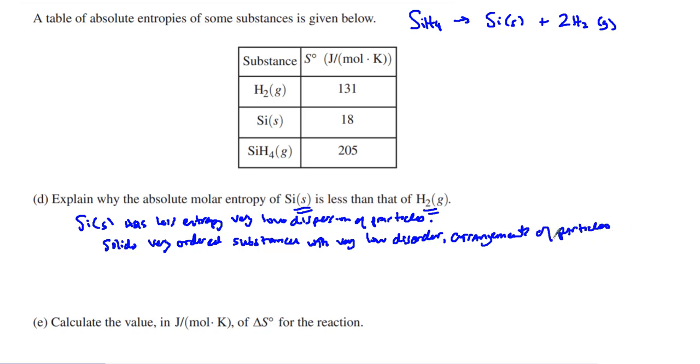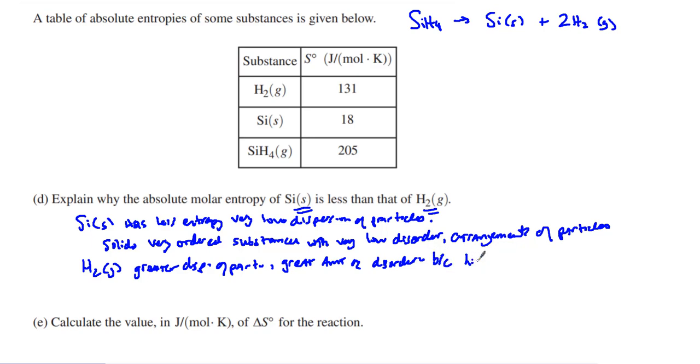Okay. H2 is a gas. Hydrogen is a gas and has a greater dispersion of particles. It has a great amount of disorder in its particles because it has higher speeds, more arrangements.